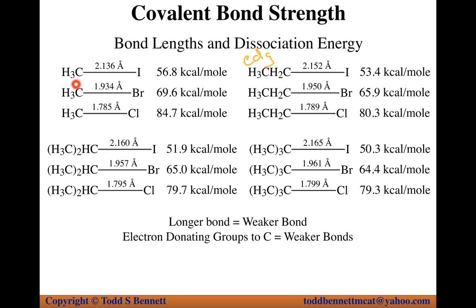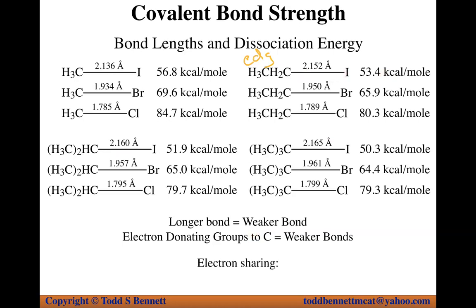So this is a methyl group, ethyl, isopropyl, and t-butyl. Not that you have to know those now, but if you happen to speak the language of OChem, we can distinguish those. As I put more carbons on the carbon bonded to the halogen, notice that it goes from 56 to 53 to 51 to 50. It got smaller and smaller. And notice it went from 2.136, 2.152, 2.160 to 2.165. It gets longer. So the more donating groups, the weaker the bond, the longer the bond, almost all the time.